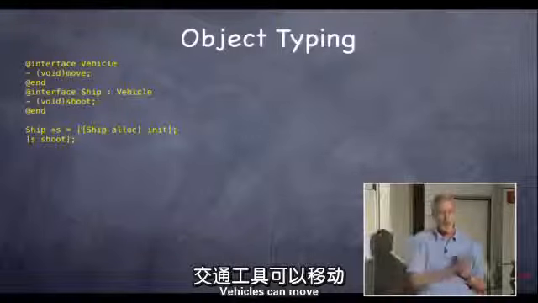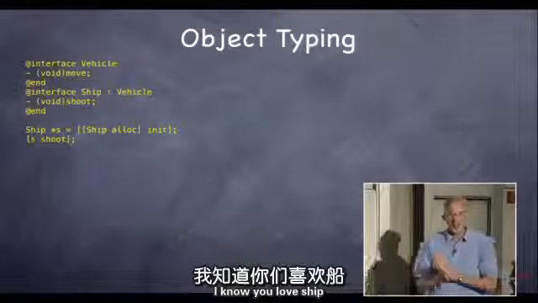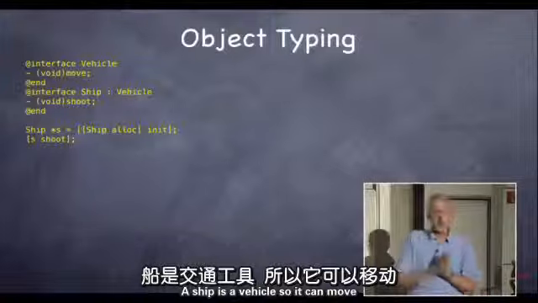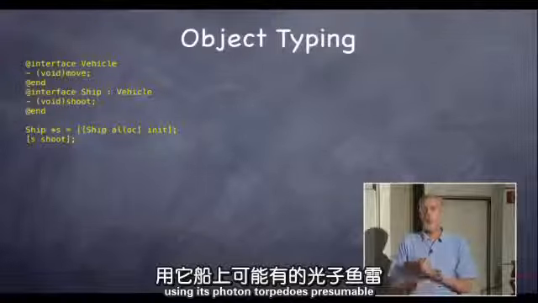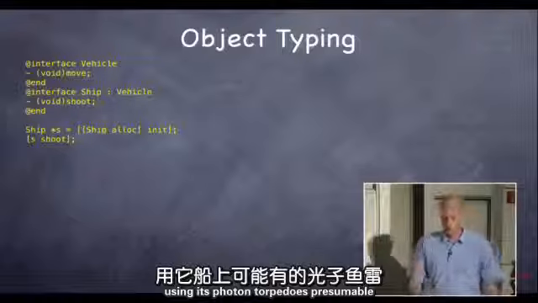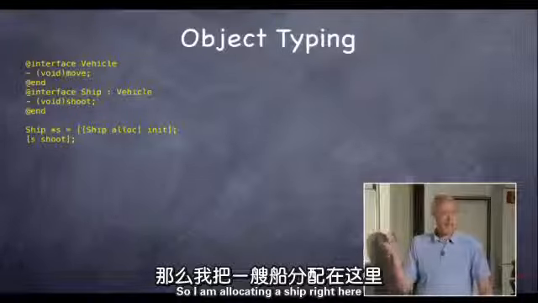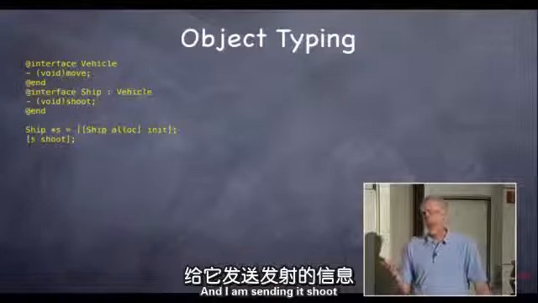Vehicles can move. And then I have another class, ship. I know you love ship. And a ship is a vehicle, so it can move, but it can also shoot, right, using its photon torpedoes, presumably. So I'm allocating a ship right here, and I'm sending it shoot.